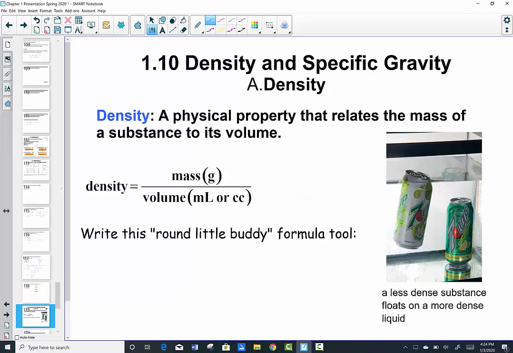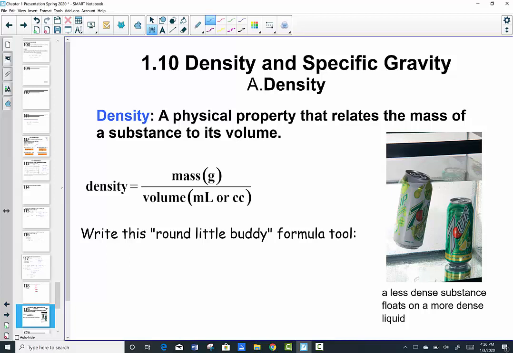Our last topic is on density and specific gravity. With our density, we are going to define the term as a physical property. Remember that term from the earlier part of our lessons? Physical properties. Those are properties or adjectives that can describe a compound without changing its identity, right? So a density is a physical property that relates to the mass of a substance and its volume.